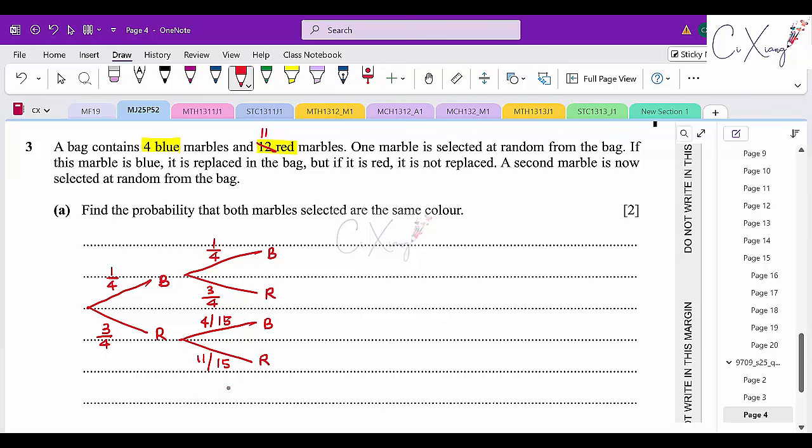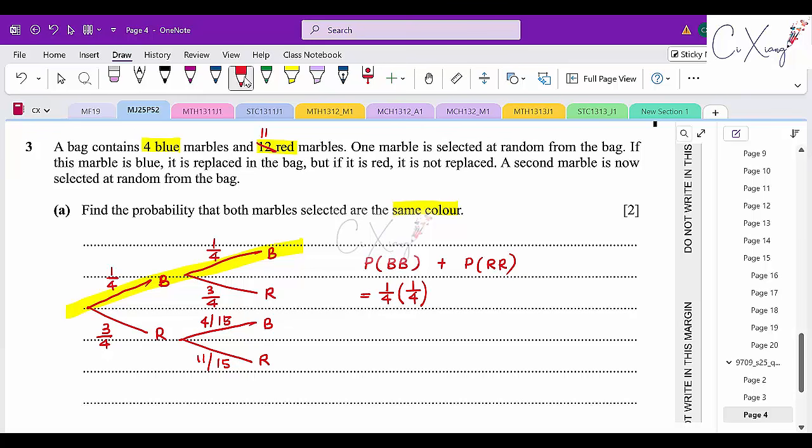Now they are saying that both marbles selected are the same color. So what is the probability of getting both marbles the same color? You might have both blue and you might have both red. So these are all the cases telling us that it is the same color. If I want to get blue and blue, this is the outcome that I have. To get blue and blue, multiply the probability along the branch. So I'm having 1 over 4 multiplied with 1 over 4. This is one complete case.